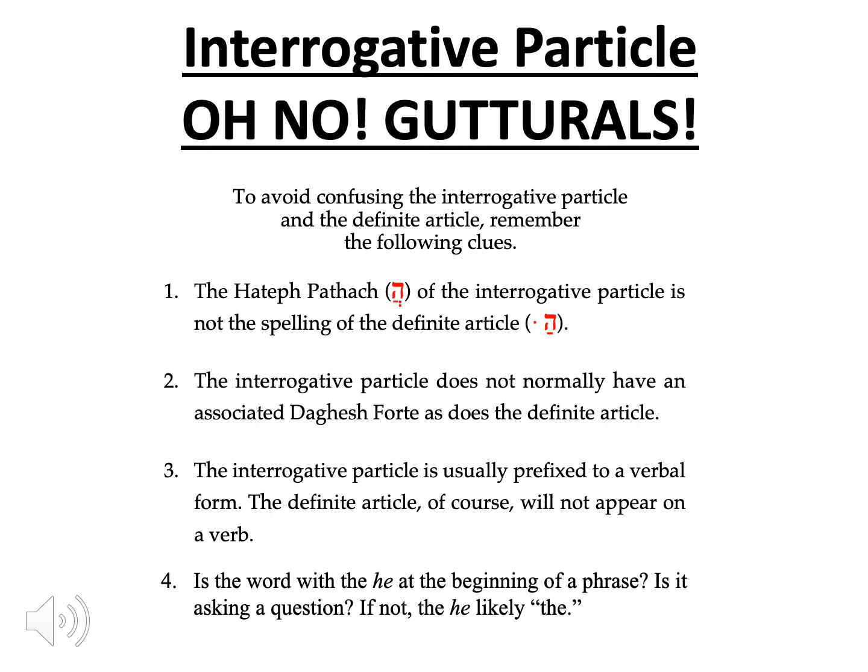Finally, and fourthly, remember that question marks are only on questions. Does the phrase that you're translating make sense as a question? If so, the interrogative particle at the beginning is probably an interrogative particle. If it's not a question, that hey is probably the definite article. If you remember these 4 simple questions, you will rarely get the 2 confused.